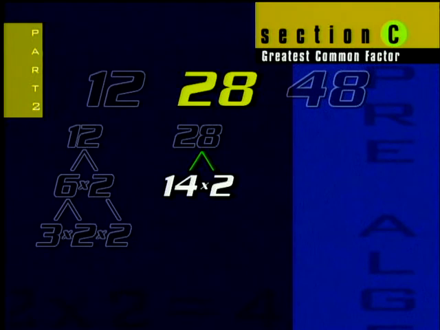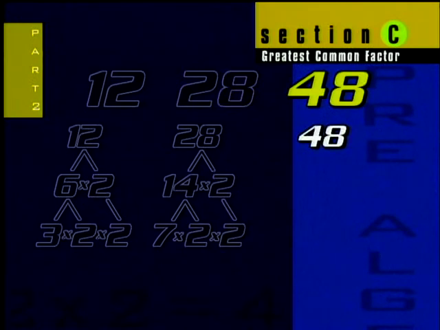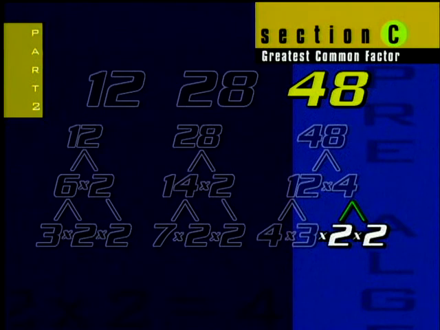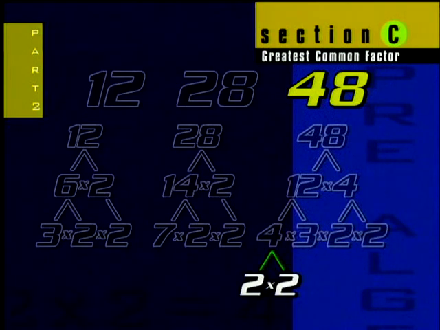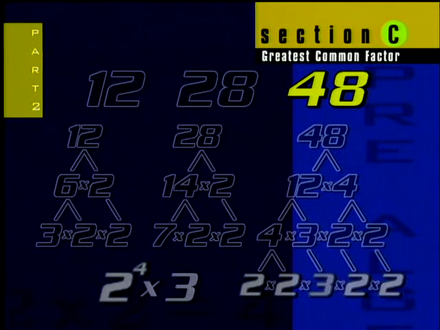28 equals 14 times 2, which breaks into 7 times 2 times 2, or 7 times 2 squared. And 48 equals 12 times 4, which breaks into 4 times 3 times 2 times 2, which equals 2 times 2 times 3 times 2 times 2, or 2 to the 4th power times 3.